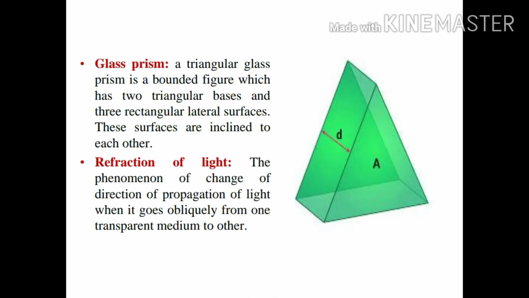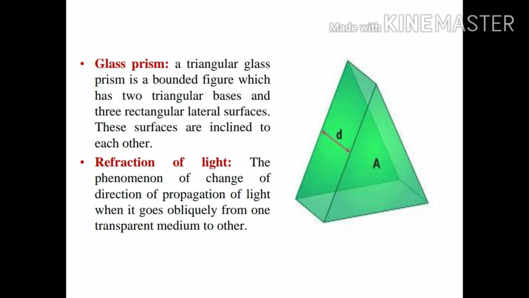A triangular glass prism is a bounded figure which has two triangular bases and three rectangular lateral surfaces, and these surfaces are inclined to each other. So let us see this figure. It has three rectangular surfaces, 1, 2 and 3, and it has two triangular bases. One is this triangular one, and another is on the back side of it. So it is bounded by these figures, and the surfaces are inclined to each other at an angle. That angle is known as the angle of prism.